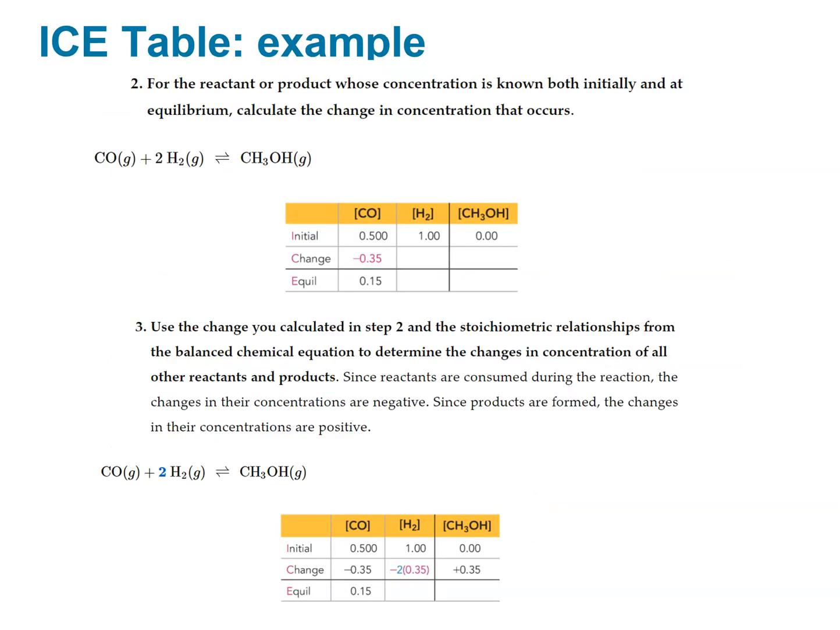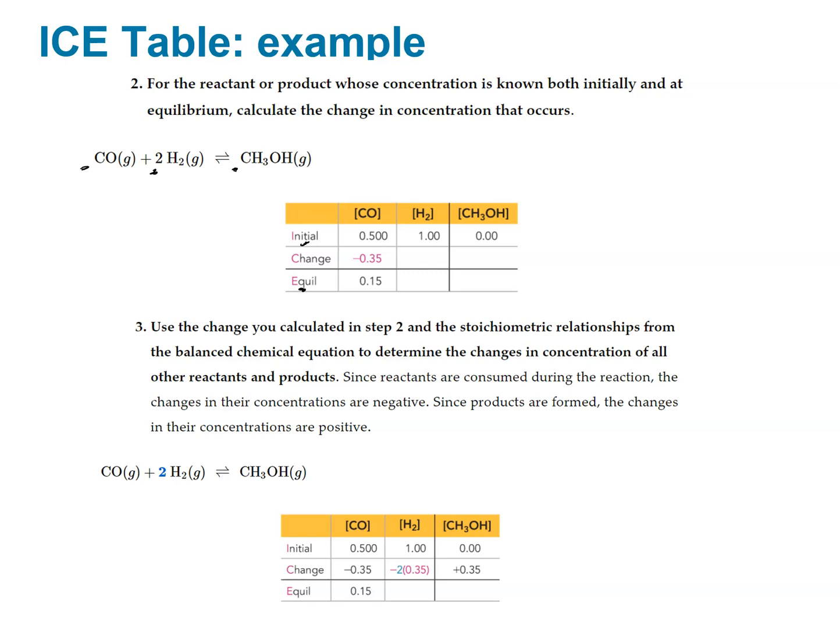So what's the difference for the equilibrium to initial for carbon monoxide? In this particular case, it's going to be a negative 0.35, because concentration went down 0.35 moles per liter. Knowing that information, what we can then do is look at our molar equivalents in our stoichiometry, 1 to 2 to 1, and we can propagate the 0.35 across our table.